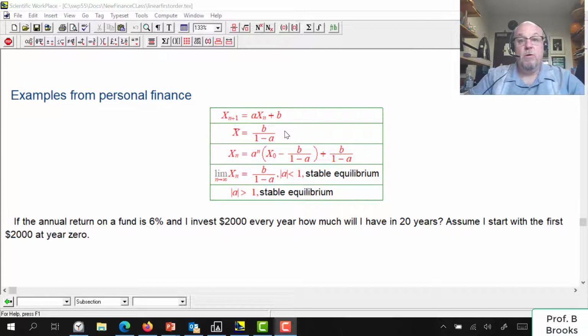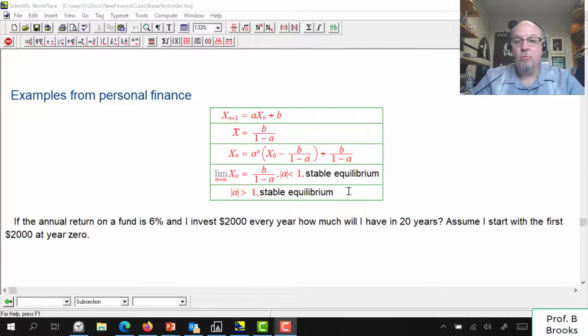And in an earlier video, we solved this difference equation so that we could get the nth term by just plugging in, by getting it directly. We didn't have to get all the terms in the sequence. We could jump right to the nth term with our formula here. And we saw that that equilibrium was stable if the magnitude of a, the number you multiply by, is a fraction, and it's unstable if it's not a fraction. Okay.